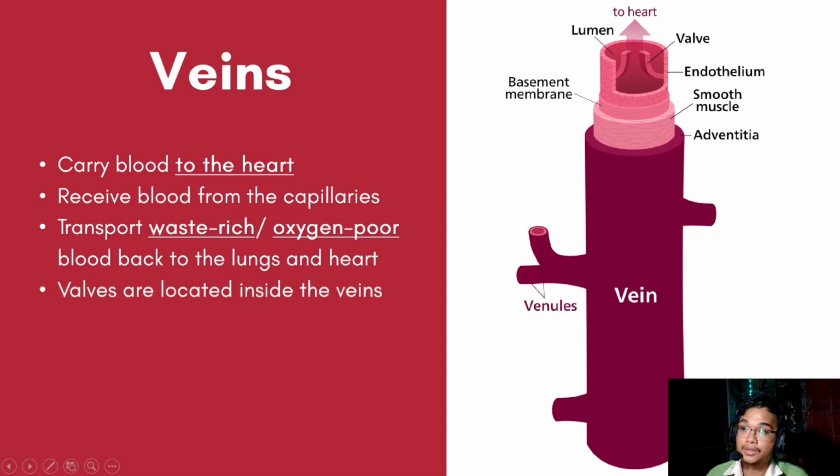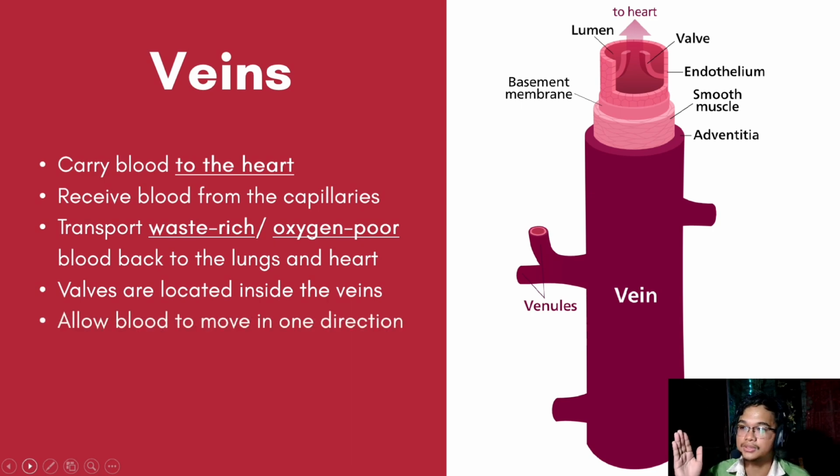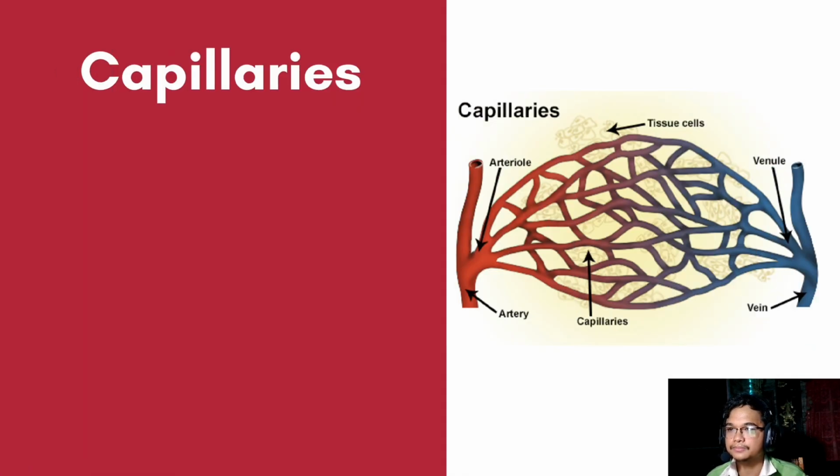The valves are located inside the veins. So this is the function of the valves: it allows blood to move in one direction. As opposed to the arteries, which have a smooth inside so that the blood can pass freely, we have veins that have valves so that the blood only moves in one direction. So it goes back to the heart so that it can be cleaned and resupplied again with oxygen.